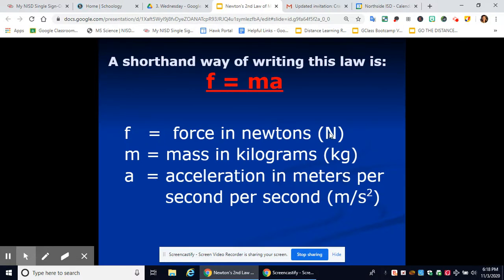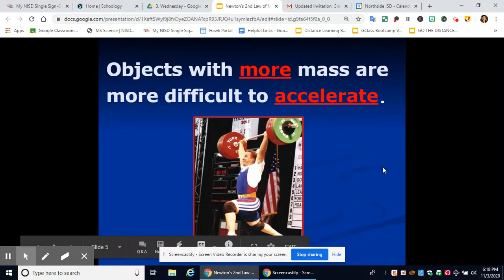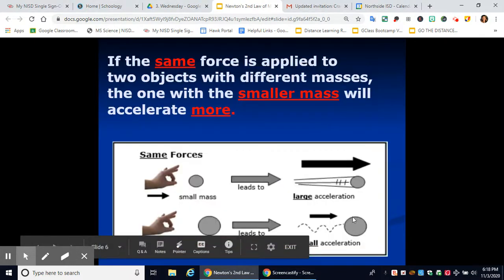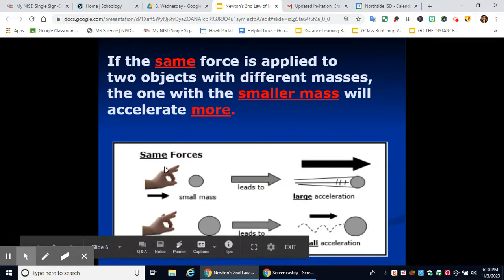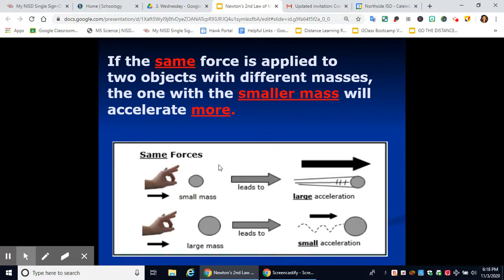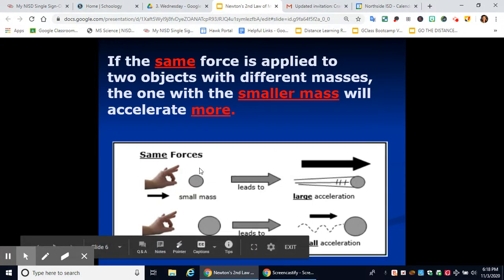Forces are always in the units of newtons. Mass is going to be in the units of kilograms. And acceleration is always going to be meters per second squared. Objects with more mass are more difficult to accelerate. If the same force is being applied to two objects with different masses, the smaller mass will accelerate more.